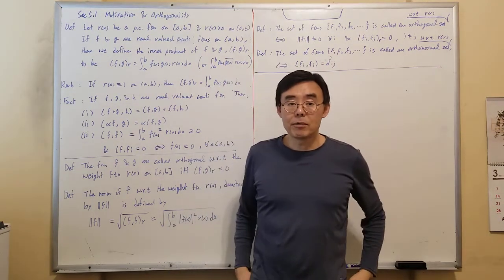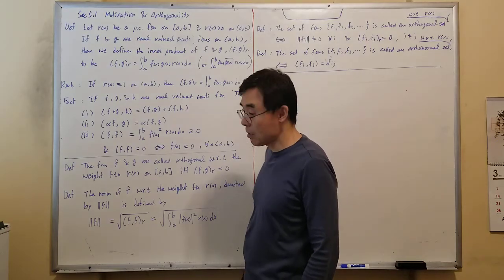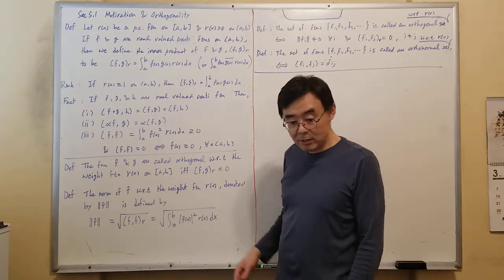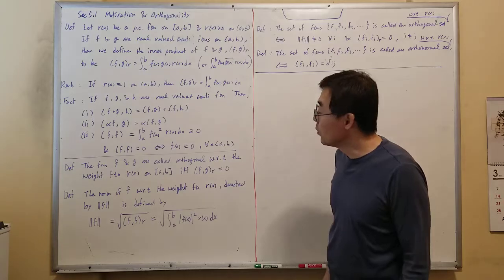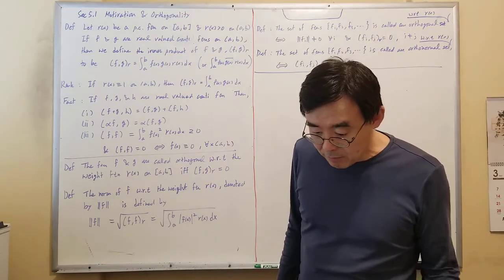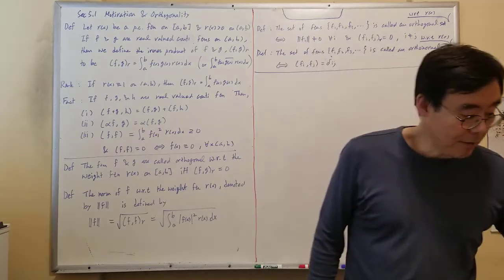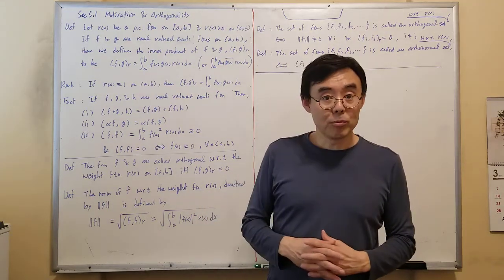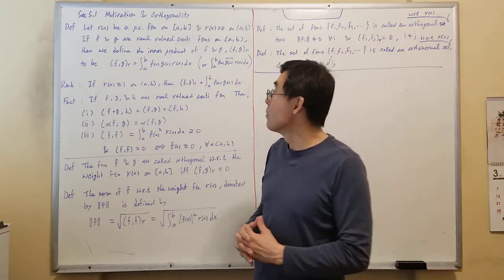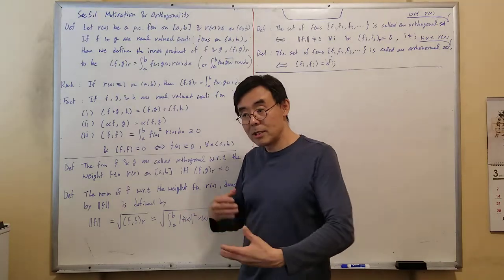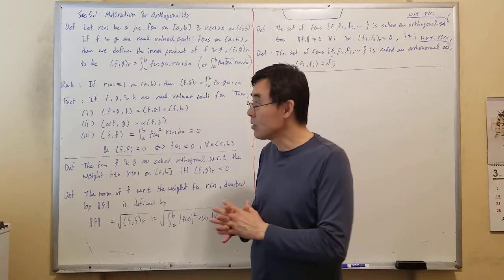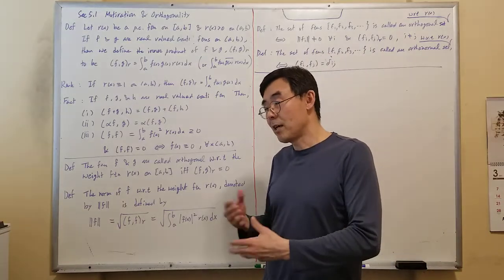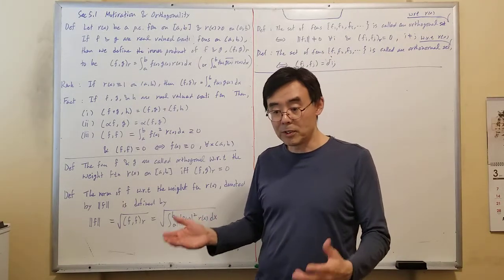Everyone, this is the second part of Section 5.1, motivation and orthogonality of Sturm-Liouville problems, Chapter 5, first section. In the first part, we considered the initial boundary value problems for the heat equation, which gave us a more general type of eigenvalue problem, a special case of Sturm-Liouville problems. And I mentioned that in order to understand Sturm-Liouville theory, you have to understand the concept of orthogonality. So we reviewed the orthogonality concept in the dot product in R3 or C3.